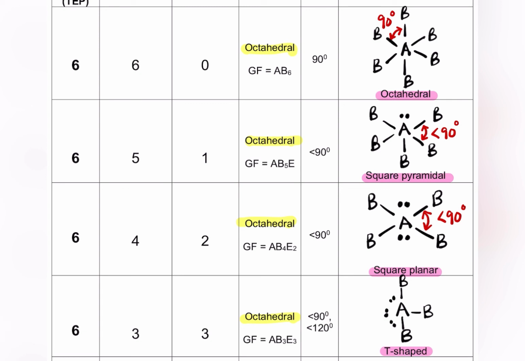And the next one, you have 2 different bond angles. The first one adalah antara bonding pair yang ini dengan yang sana, iaitu less than 90 degree. And the next one from here to here, this is going to be less than 120 degree. So, itu adalah bond angle untuk T-shape with basic octahedral, dan general formula adalah AB3E3.